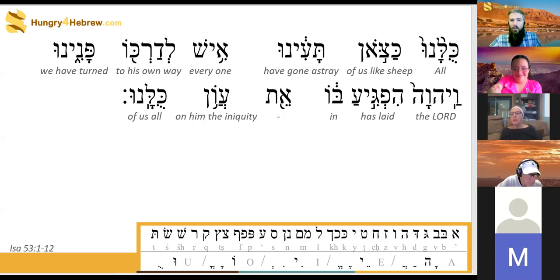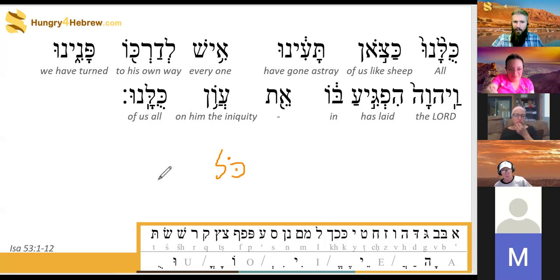Okay, I'll read. Kulanu katzon ta'inu ish ledarko paninu. Vadonai hifgiah bo et avon kulanu. So, kulanu. We know this word, right? Its usual standalone form is kol. Its hyphenated form has a kamatz katan. It's the most common word with a kamatz katan, kol. But in its suffixed form, it shows up as kul. And then the anu is your pronominal suffix.